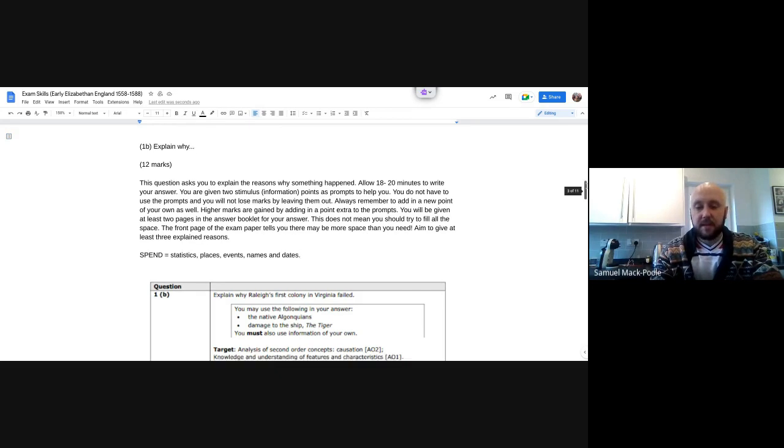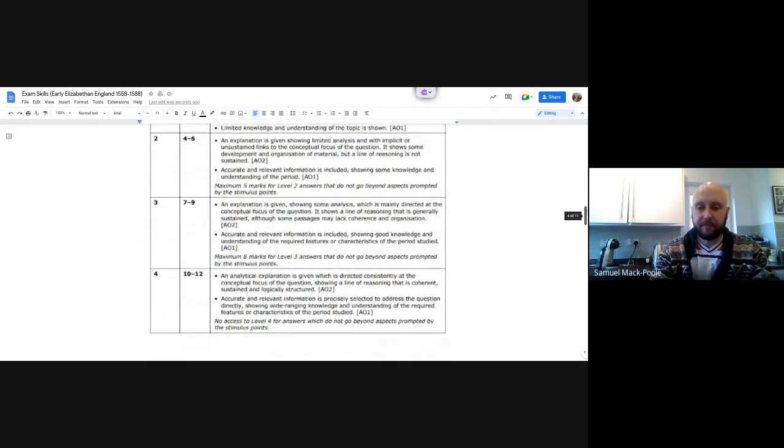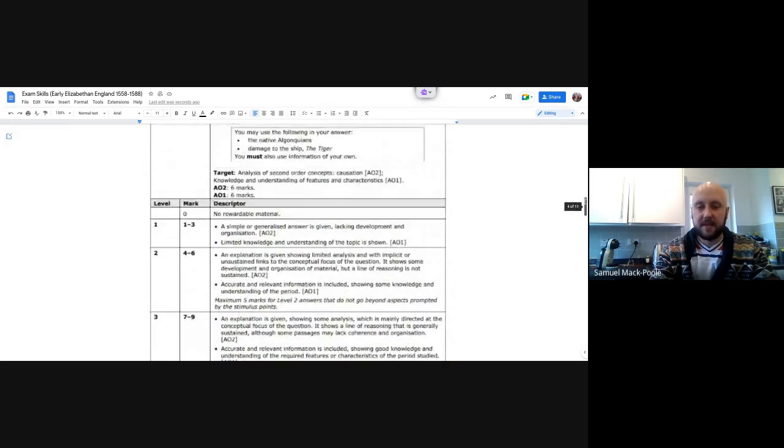So this is the question we've got. Explain why Raleigh's first colony in Virginia failed. You may use the following in your answer: the native Algonquins, the damage to the ship, the Tiger. You must use information of your own as well. And you can see this is the mark scheme here.